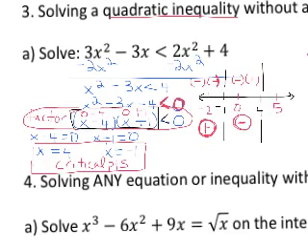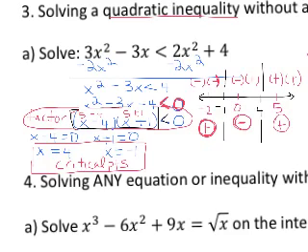Then I have to check 5. So if I put 5 in, 5 minus 4 is a positive 1, and 5 plus 1 is a positive 6. So any number that I put in on the right side of 4, I'll get a positive value.